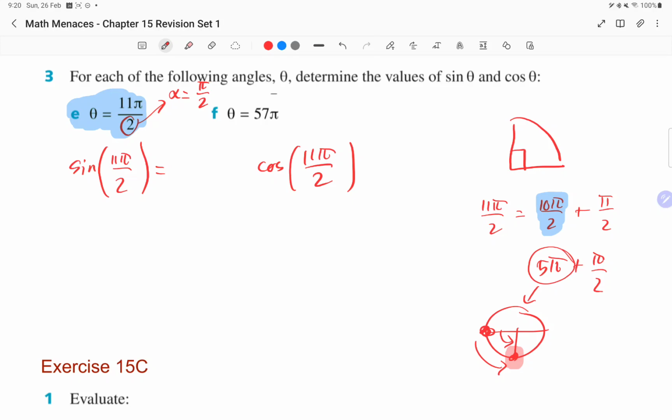Because of that, sine of 11 pi on 2 is? Sine is -1, correct. Cos is? 0, that's right, because sine is here and cos is there. Cos would be 0. So you see, learning the unit circle method, if you are comfortable with it, you can determine literally everything.